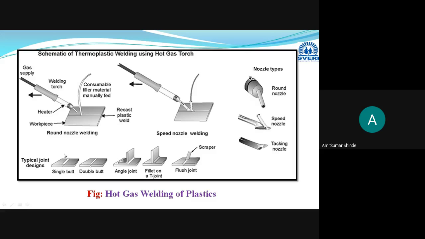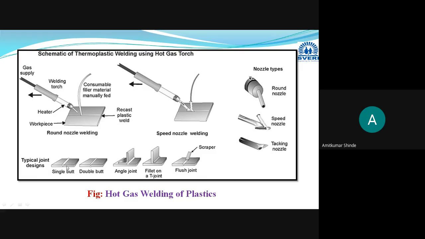I will repeat it again. Generally this hot gas welding method is used for thermoplastic materials, for joining different parts of the thermoplastic material. You can make different kinds of joints. This is the single butt joint. This is the double butt joint. Some angle joints are there. You can also make an angle joint in fillet. And this is the flush joint.